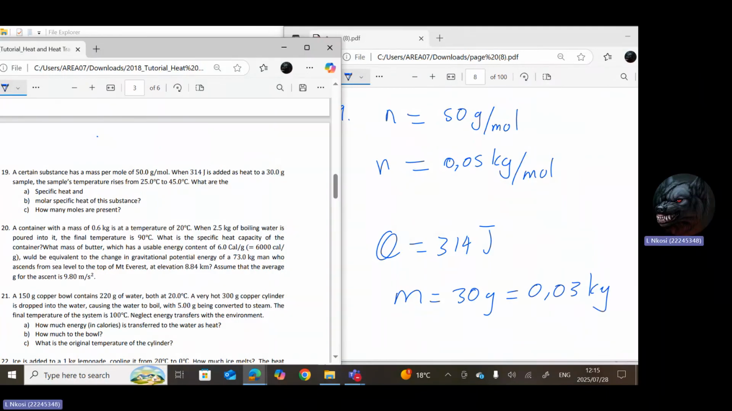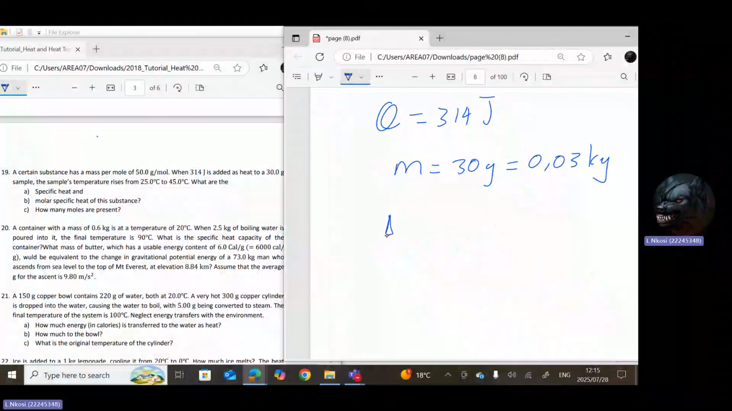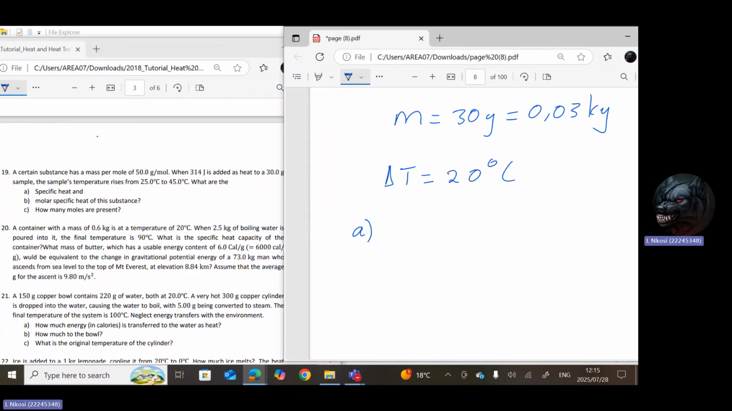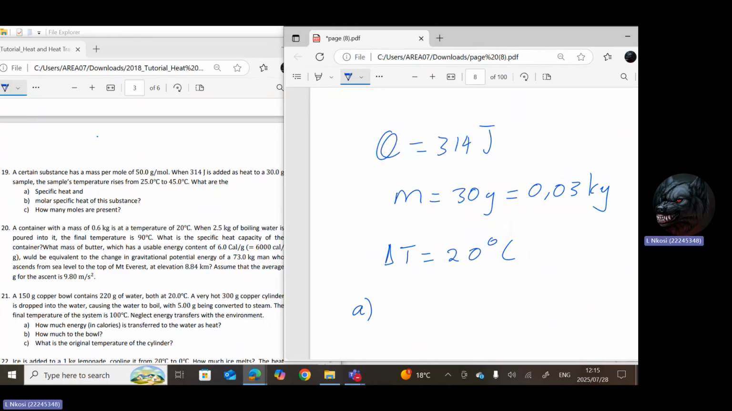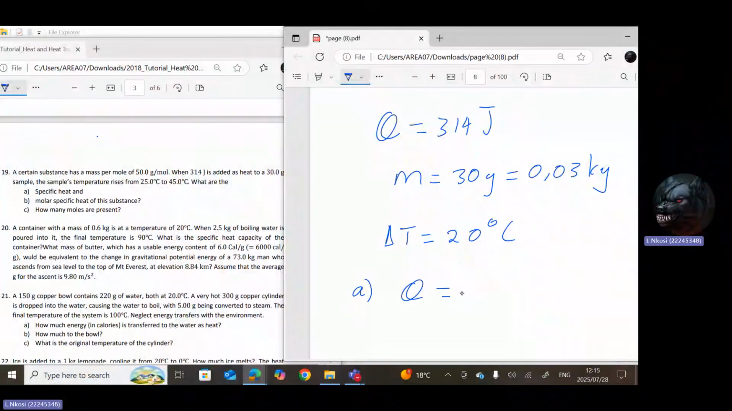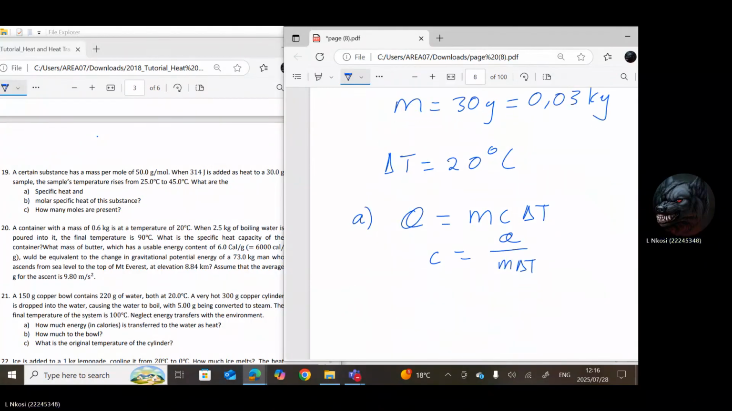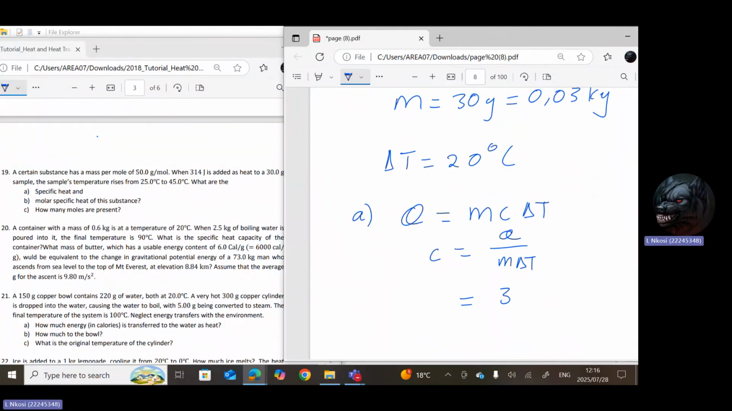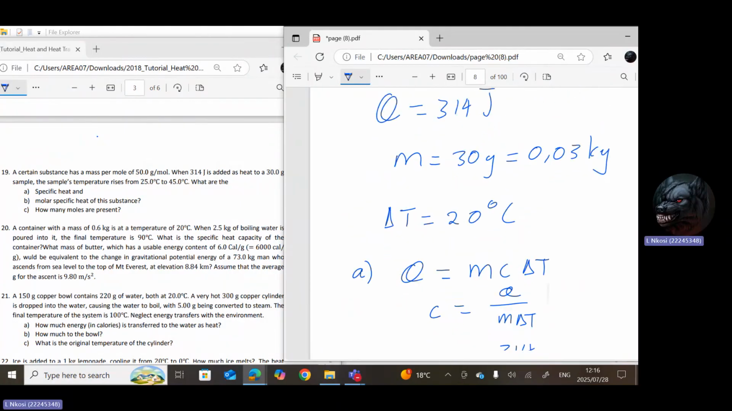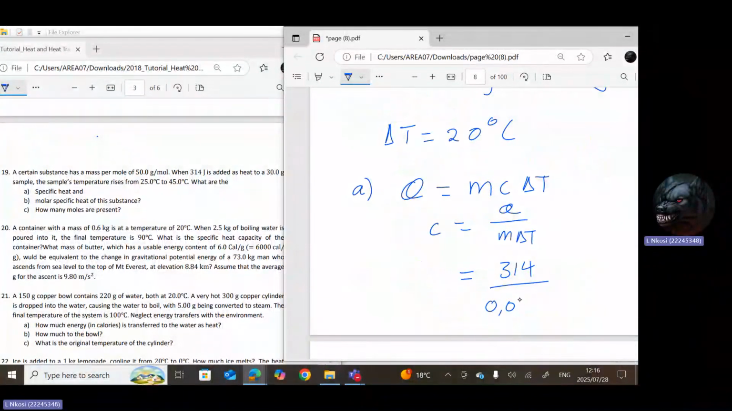The sample's temperature rises from 25 to 45. So the change in temperature of the sample is 20 degrees Celsius. What is the specific heat? Specific heat capacity: heat is equal to mass times C times change in T. Your C would be the heat over the mass times the change in temperature. So your heat here is 314, m is 0.03, the change in T is 20.